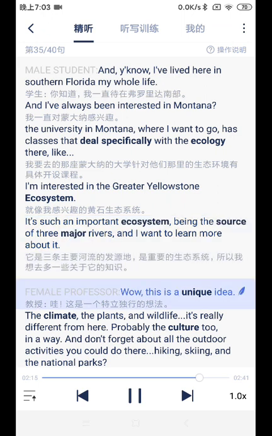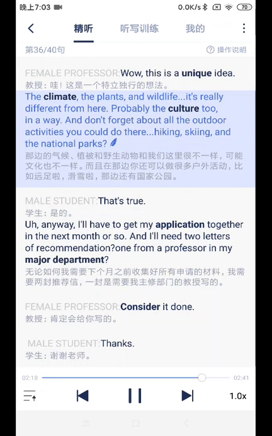Wow, this is a unique idea. The climate, the plants, and wildlife. It's really different from here. Probably the culture, too, in a way. And don't forget about all the outdoor activities you could do there. Hiking, skiing, and the national parks.